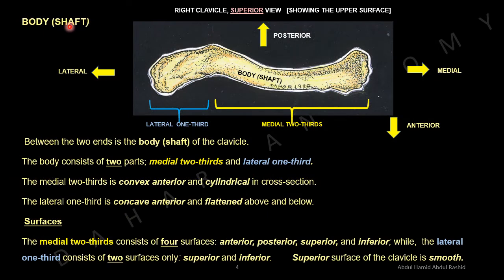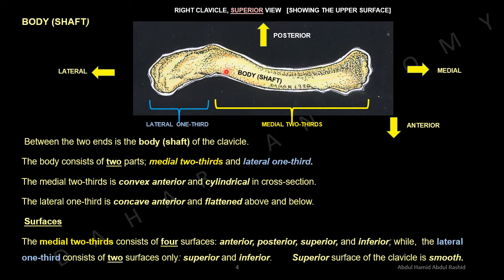Body or shaft. This is the diagram of the clavicle, right clavicle. We are looking from above, that is superior view. So we are looking at the upper surface of the clavicle. This is front, anterior. This is behind, posterior. This is medial side. So this end is medial end of the clavicle. This end is lateral end of the clavicle. Between the two ends is body or shaft.